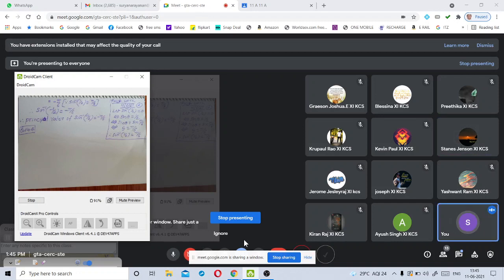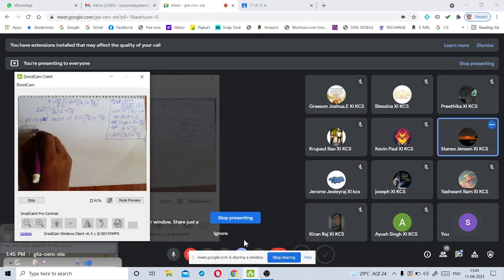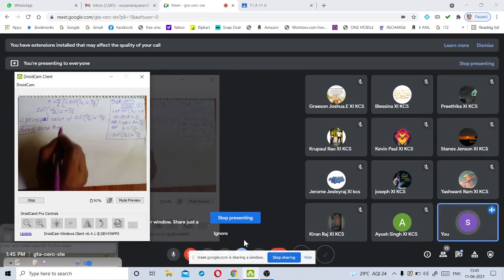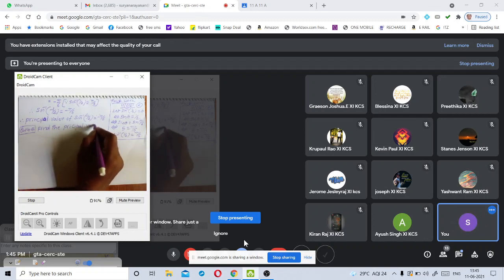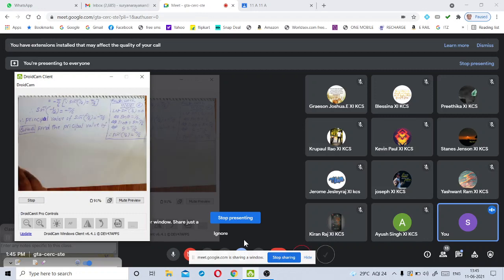Can you read the question number 4? Yes, sir. Tan inverse minus root 3. This is a complete question. Find the principal value of tan inverse of minus root 3.